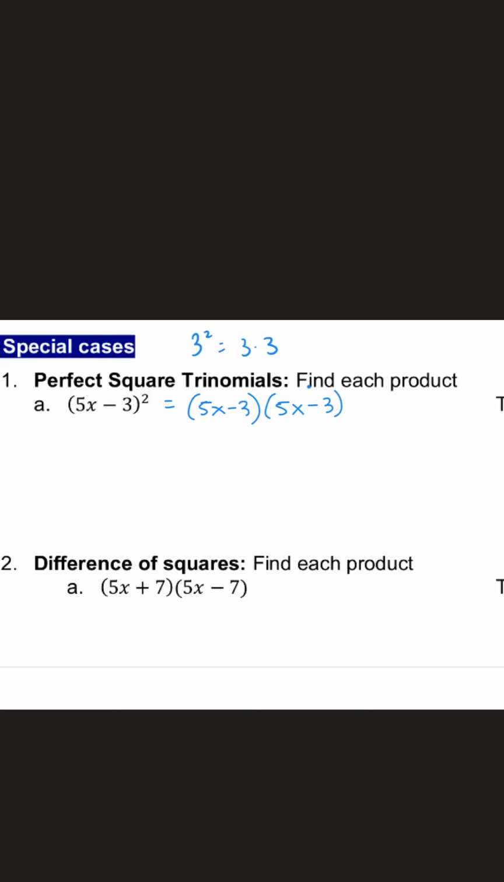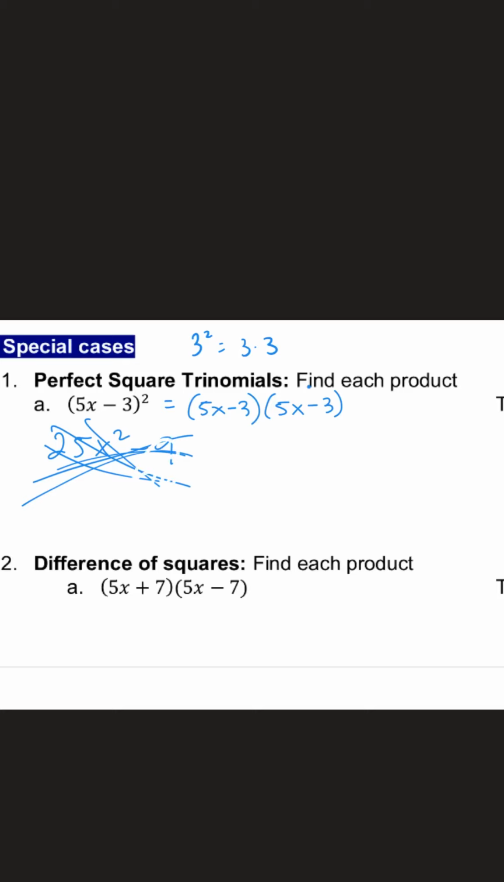Now, the biggest mistake that I see here is that people will try and cut the corners and make things go faster by just squaring both the numbers and writing 25x squared minus 9. That is all wrong. It is all bad. And in fact, it is against math law. So don't do that, okay?